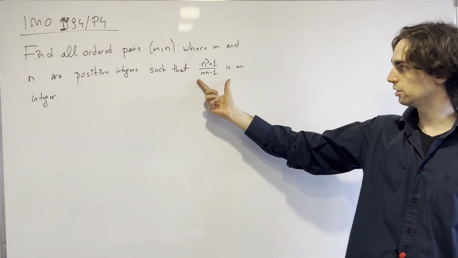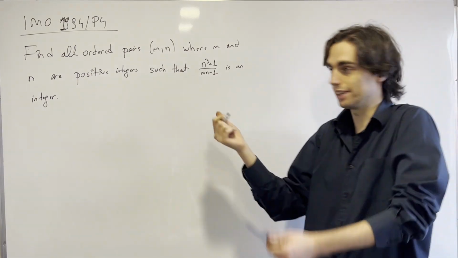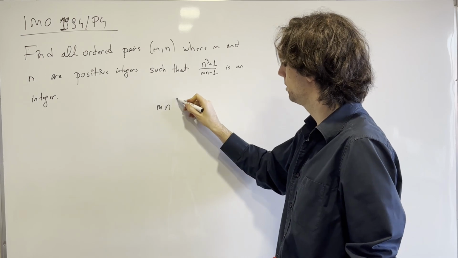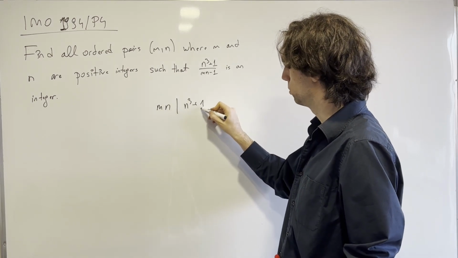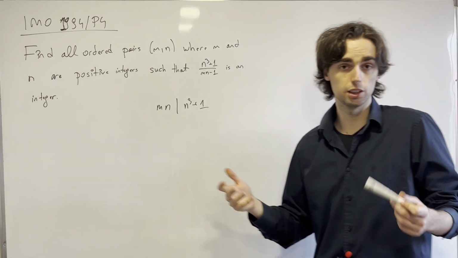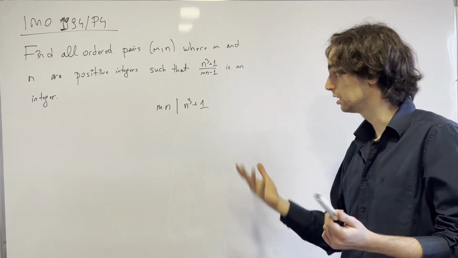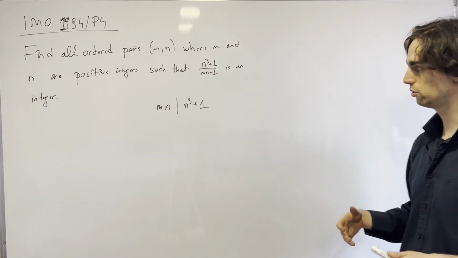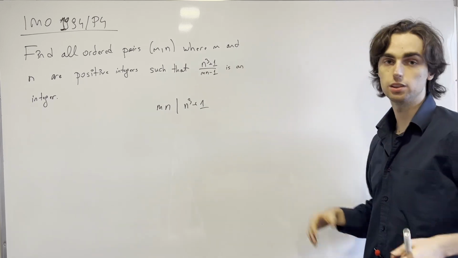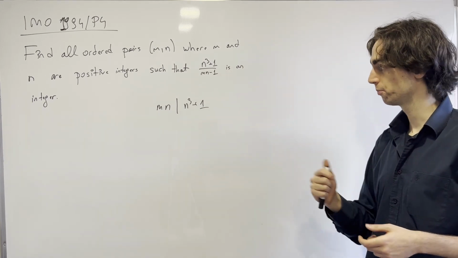What does this condition mean? It means one thing: it means that mn minus 1 divides n cubed plus 1. That's what the condition means. Just like that. And how are we going to use this condition? That is the question here.